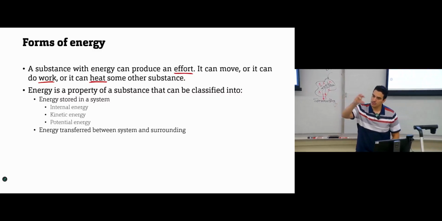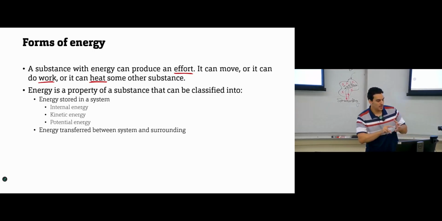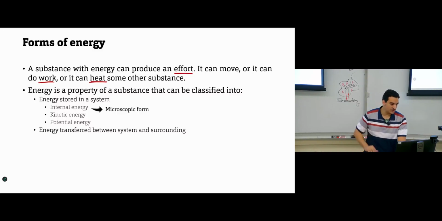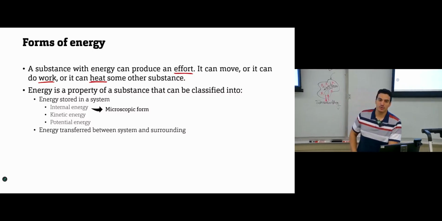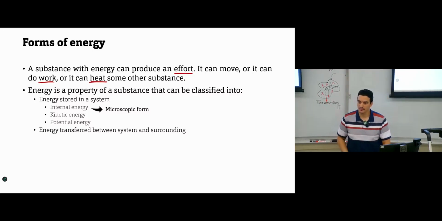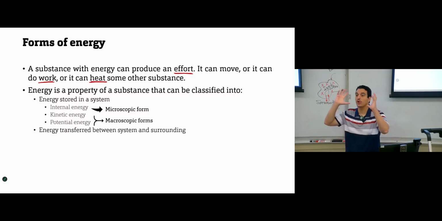The energy that is stored inside the system is internal energy, kinetic energy, and potential energy. So these are the three types of energy stored inside the system. Let's start with comparing them. Internal energy is called a microscopic form of energy, because when we explain it, you will see this one is related to the molecules. But kinetic and potential energy are macroscopic. They focus on the whole system.